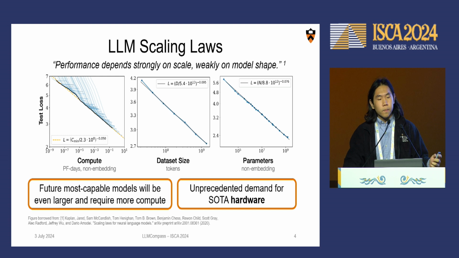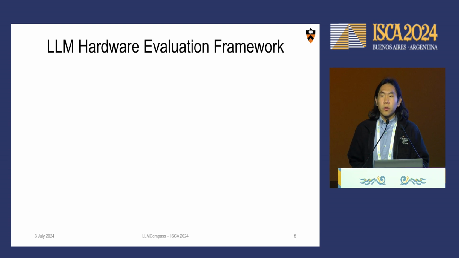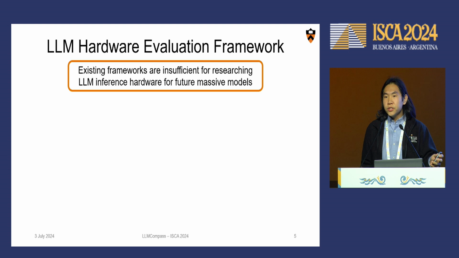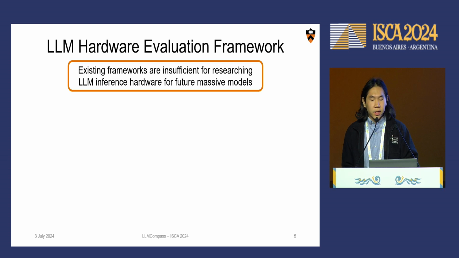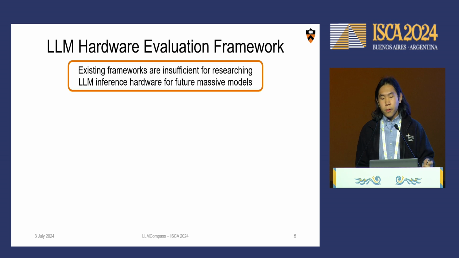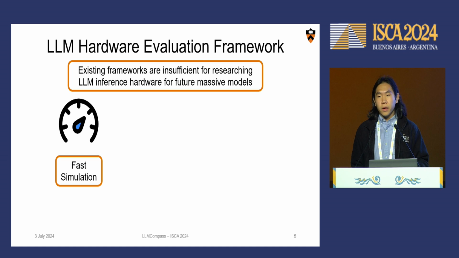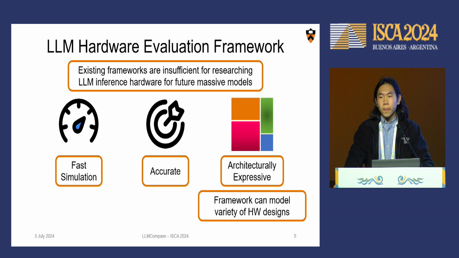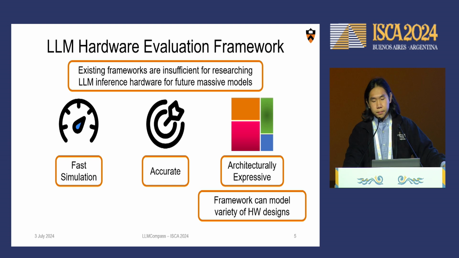When we wanted to get started on researching LLM hardware, we found that existing hardware evaluation frameworks were insufficient to properly as well as efficiently evaluate our proposed hardware designs for these massive models. So we set out to create a new hardware evaluation framework with 3 key features. We want our framework to have fast simulation time, accurate simulation, and to be architecturally expressive, which is a term we use throughout this talk to describe a framework which can model a variety of hardware designs, such as GPUs and TPUs.